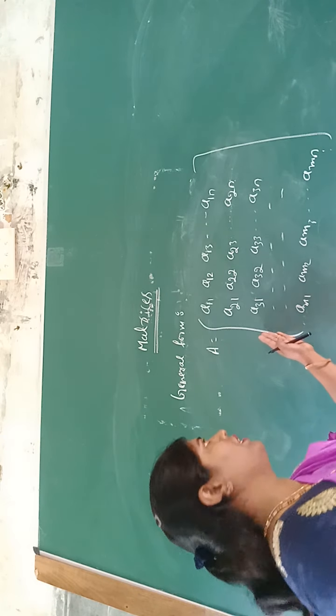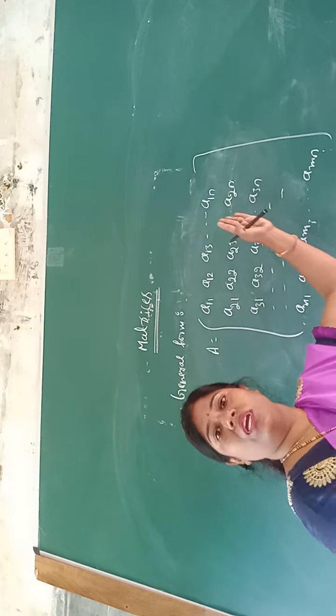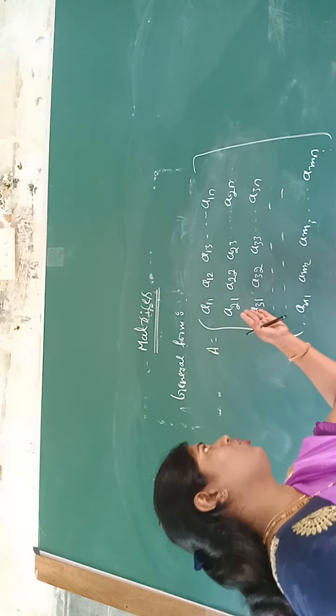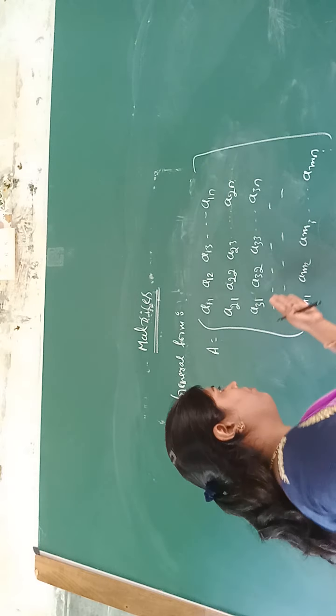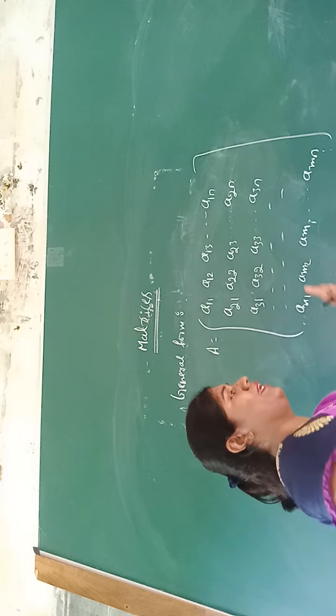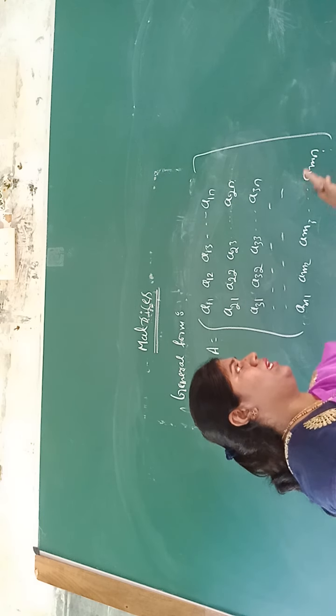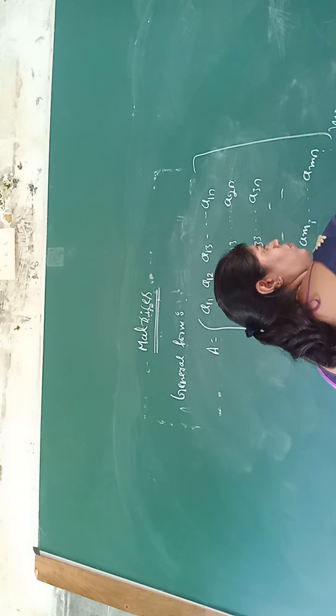The general form of a matrix is A11, A12, A13 up to A1n. Similarly, A21, A22, A23, A2n, A31, A32, A33, A3n, AM1, AM2, AM3, AMN. What is the order of the matrix? Order of the matrix is M cross n.